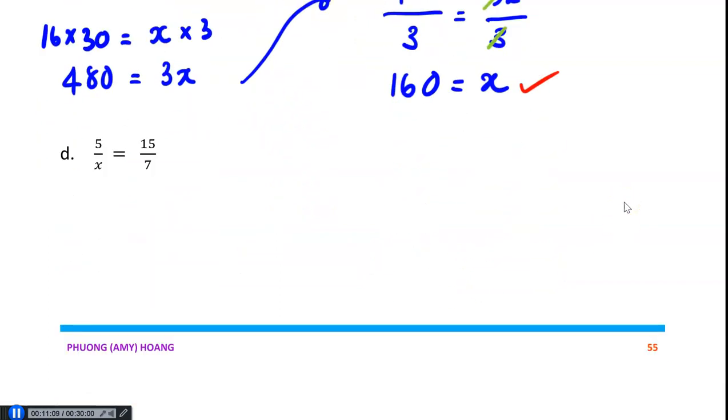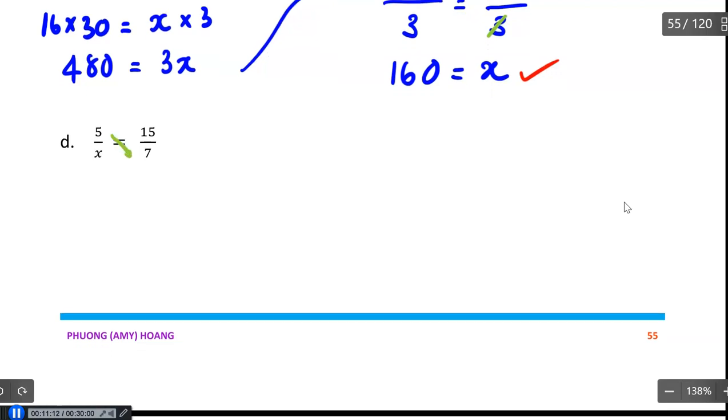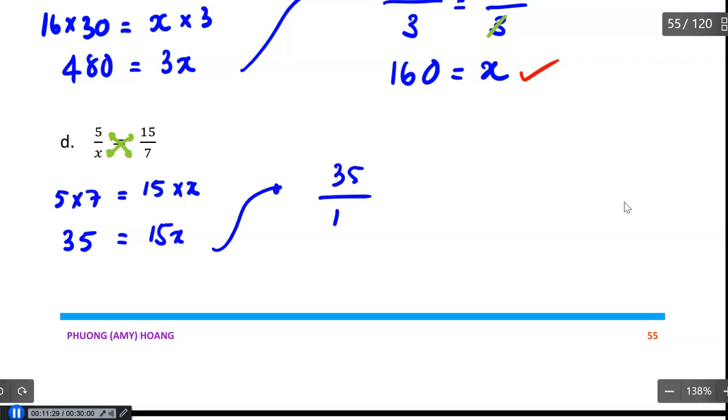Okay, so for this example, I will cross multiply as well. So I will have 5 times 7 equal to 15 times x. In this case, I will have 35 equal to 15x. So what I do is I divide both sides by 15.